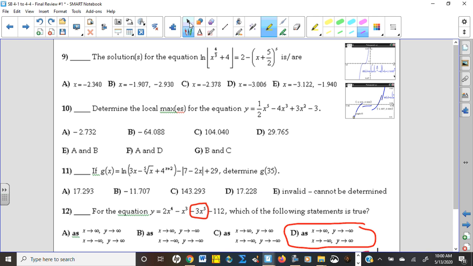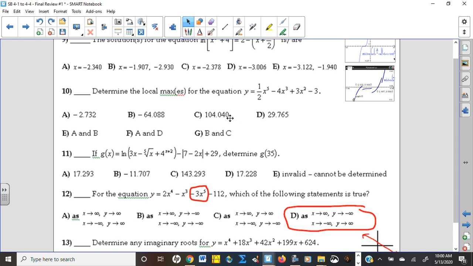Number 10, yeah, same type of thing. Graph it on your calculator and then use the analyze, maximum values and find the maximum values on that one. I think it turned out there were two of them. I think F was the answer on this one, A and D.